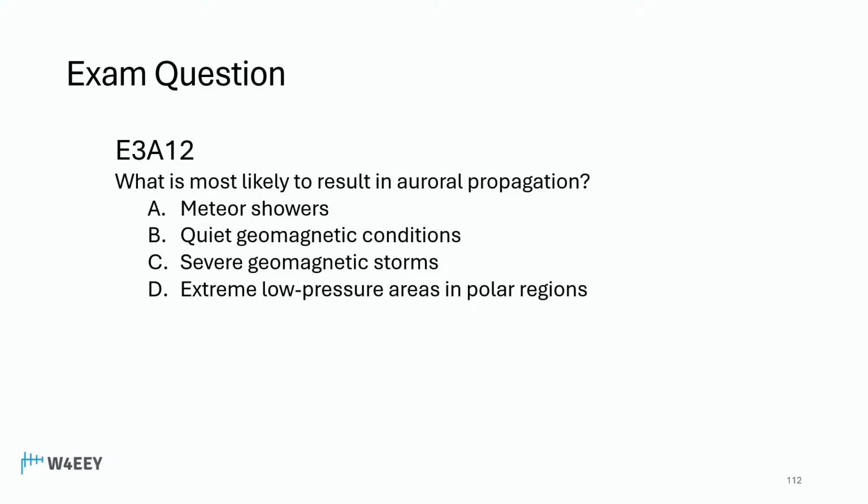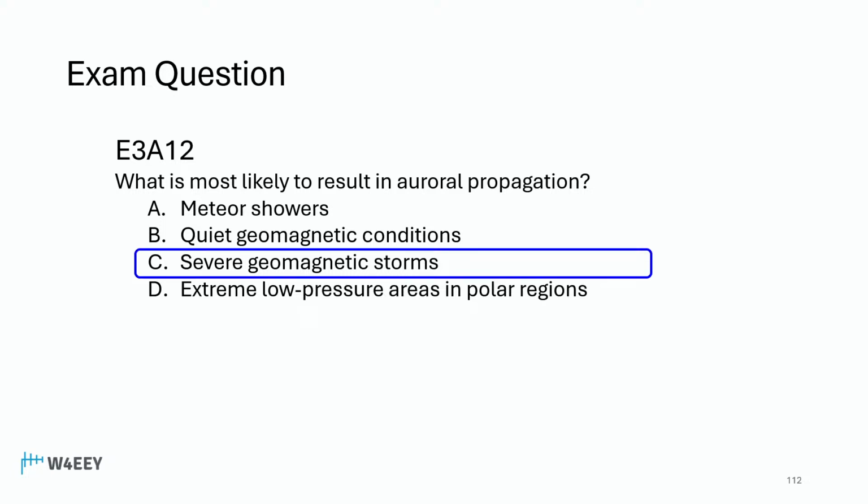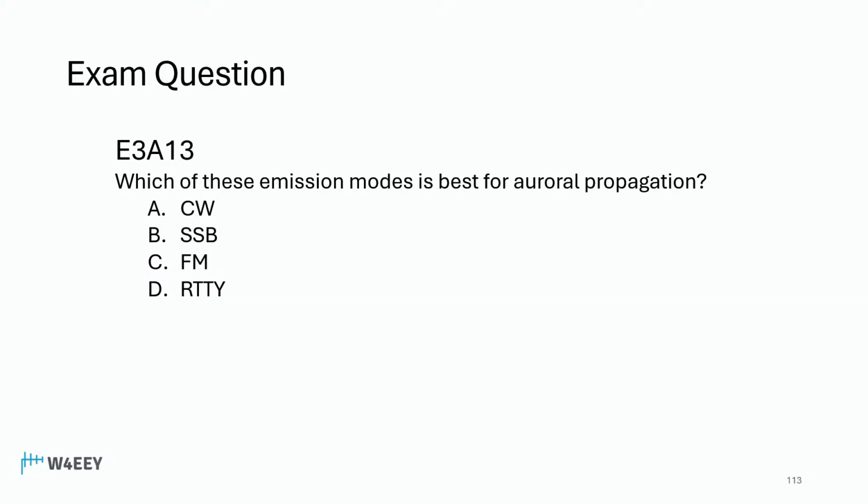What is most likely to result in auroral propagation? Charlie. Charlie, yep, a lot of stuff coming in from the sun, severe geomagnetic storms. Which of these emission modes is best for auroral propagation? Alpha. Yep, because of its fluttery sound, single sideband can be difficult. Same with these other ones. So CW is why that's listed that way.